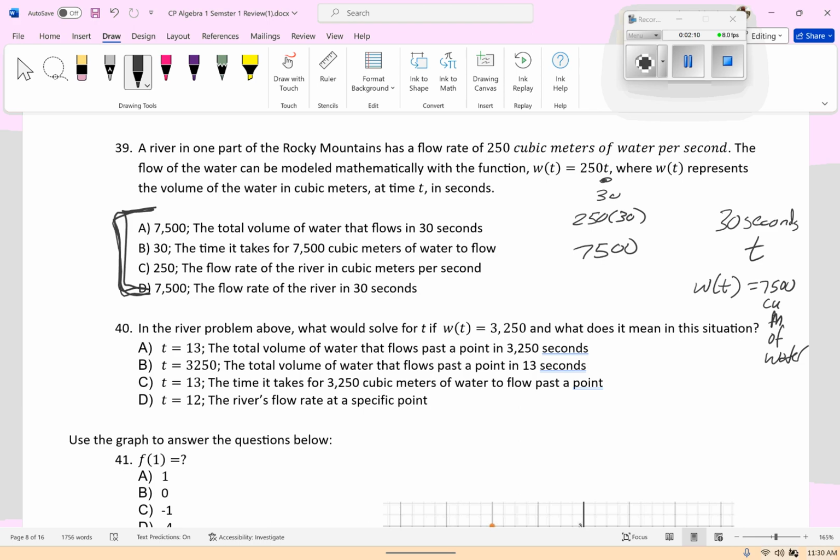Well, what we'd have to do there is 3250 is equal to 250t. If you divide both sides by 250, you'd find that t equals 13 seconds. So t equals 13 seconds. The total water that flows at a point at 3,250 seconds? No, that's not going to be right. t equals 3,250? No, time's not 3,250. Time equals 13, the time it takes for 3,250 cubic meters of water to flow past a point. That could be it. And the other one didn't even work. So C has to be the correct answer there.